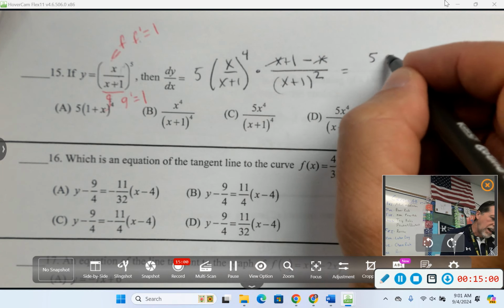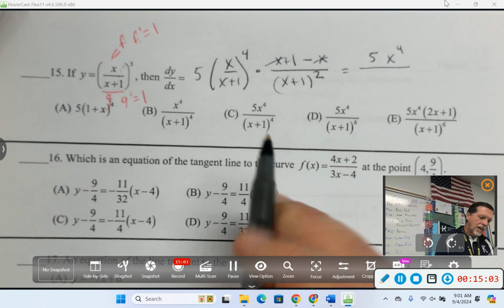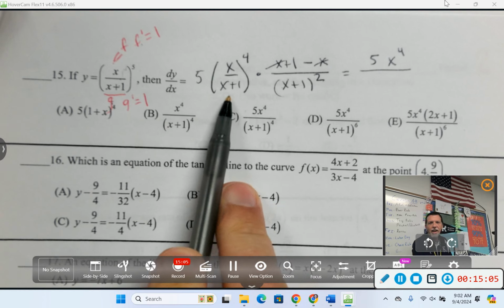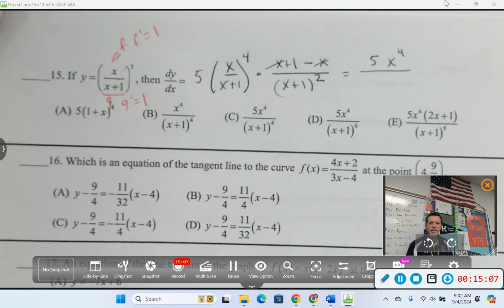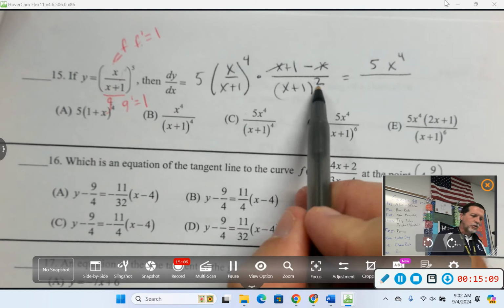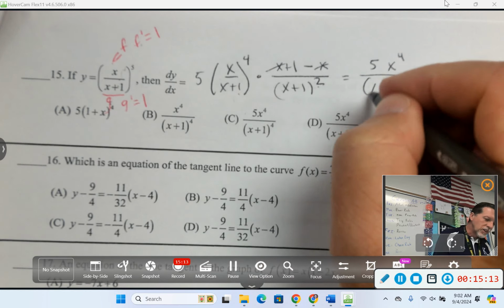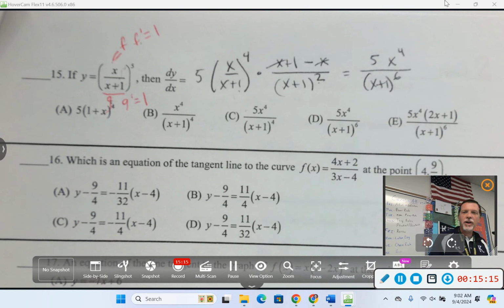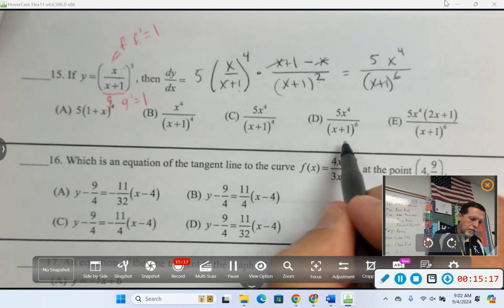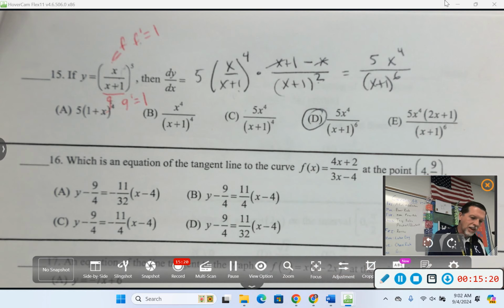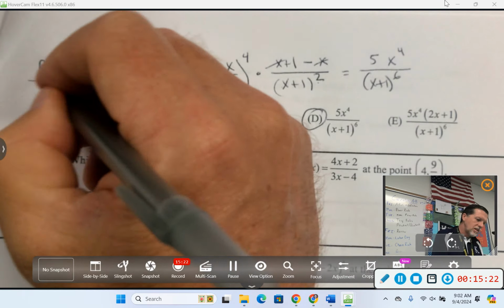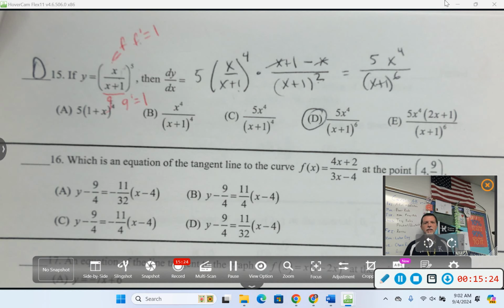So I've got x to the fourth in the top, and then this is kind of weird. How many x plus 1s do I have in the bottom? 2 there. How many here? 4. So total, there's 6 x plus 1s in the bottom. And that makes answer D make sense. Okay, that was kind of ugly because it was a power rule, and then after that, use the chain rule, and then some algebra to clean things up.